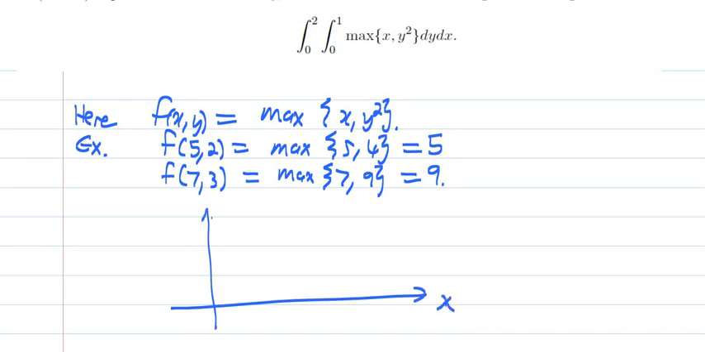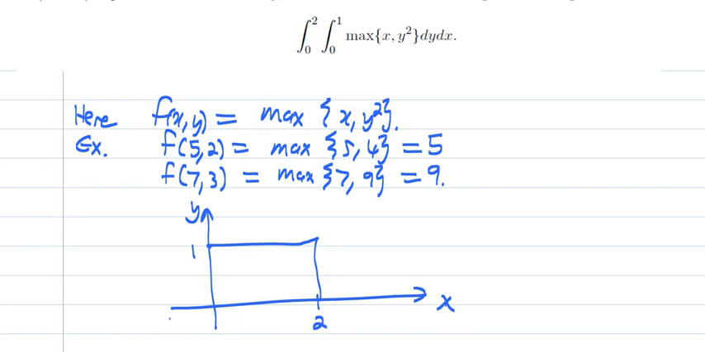x-axis, y-axis. You can see x starts at 0 and ends at 2, y starts at 0 and ends at 1. So it's a very simple region over which we integrate. We integrate over a rectangle, depicted in the diagram. Now, the function is maybe not something you've seen. It is the function which is the maximum of x and y squared.